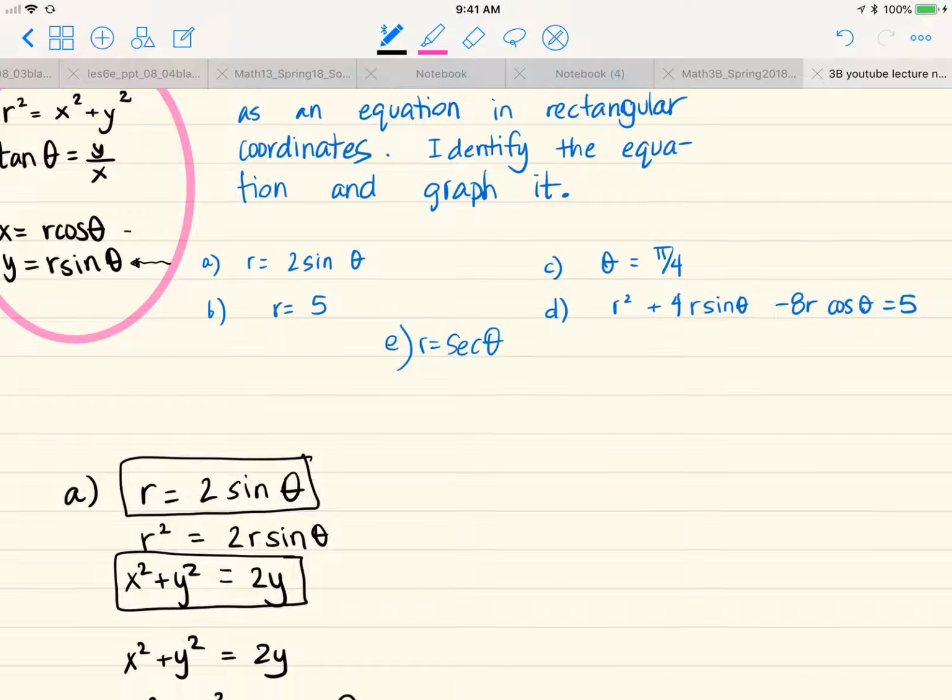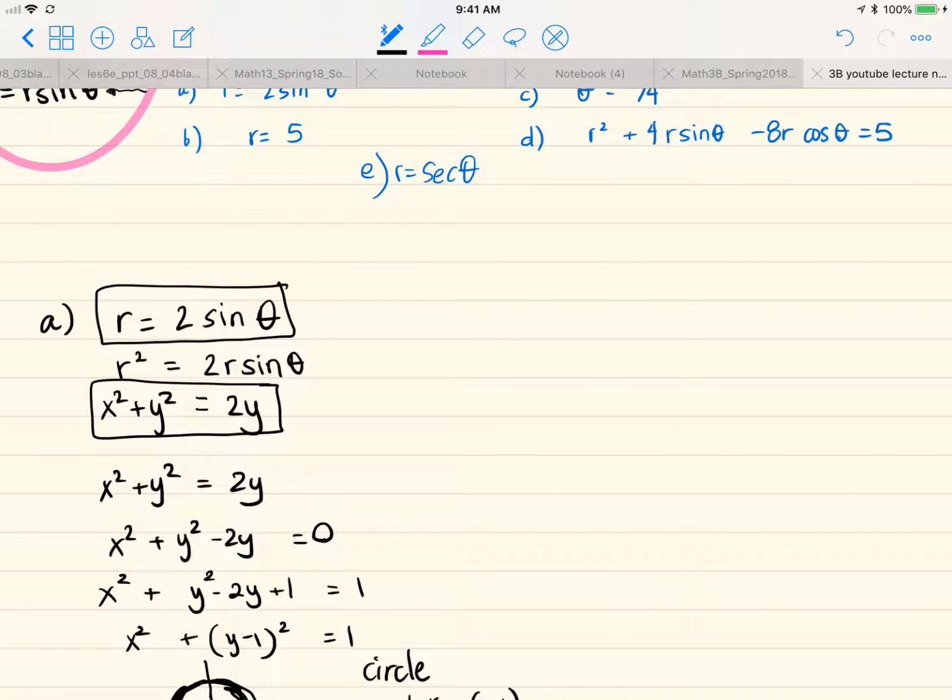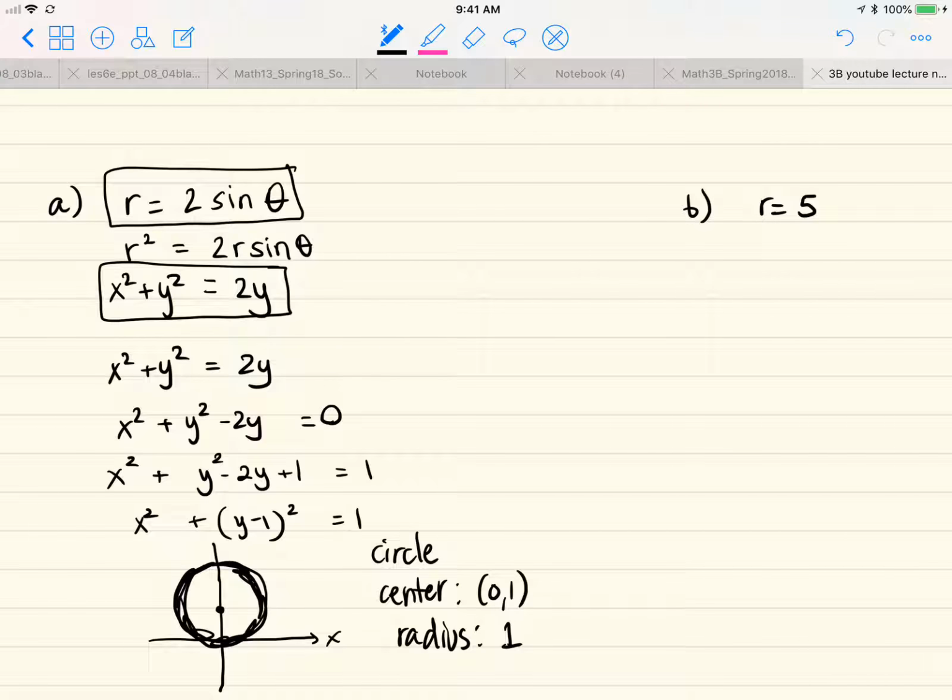Now, what about b? Let's see here. b is r equals 5. Now, r equals 5, what am I going to do with that? Hey, I know what are the points. What points are satisfied by r equals 5? Anything, 1, 2, 3, 4, 5, any point that is on this circle satisfies r equals 5, right?